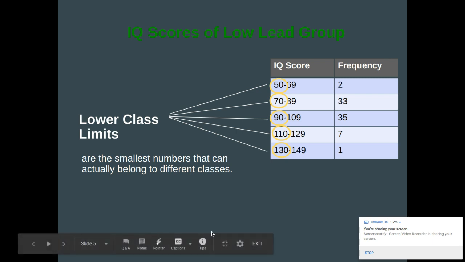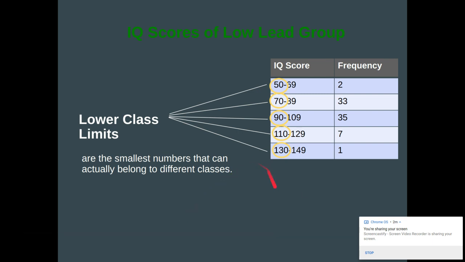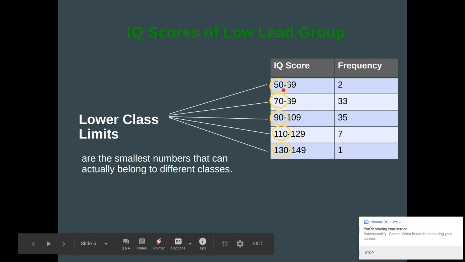So let's go to my pointer. We can see that these numbers here create our different classes. Now, depending on what type of data you have, discrete or continuous, these limits, these edges, may be a little different. Because if you had continuous data, obviously this wouldn't go to 69 and then this wouldn't start at 70, because that eliminates everything between 69 and 70, like 69.5, 69.5431, all sorts of stuff like that.